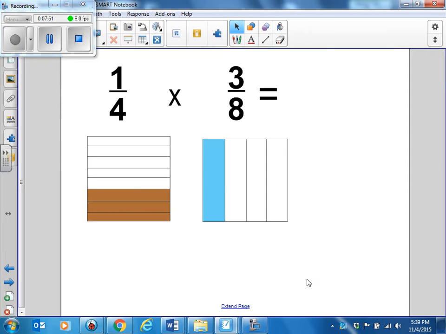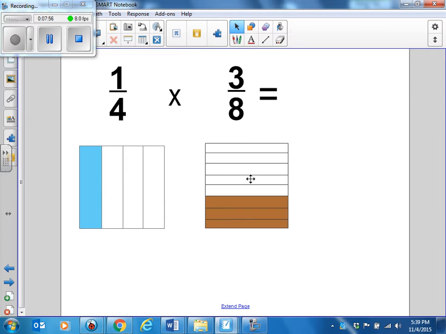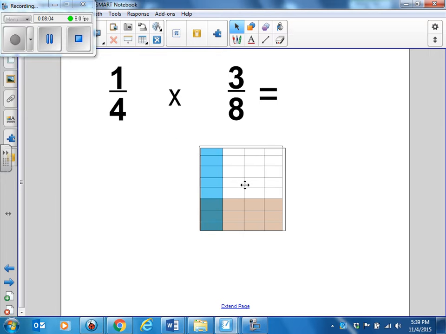All right, let's go ahead and look at this. We have 1/4 and 3/8. Okay, so this is the exact same thing. It's just now I'm going to show you in a more interactive type of model. Okay, I'm going to put these on top of each other. And when I do, notice that here, 1, 2, 3. These 3 boxes here are where they're overlapping. So 3 out of a total of 32 boxes.